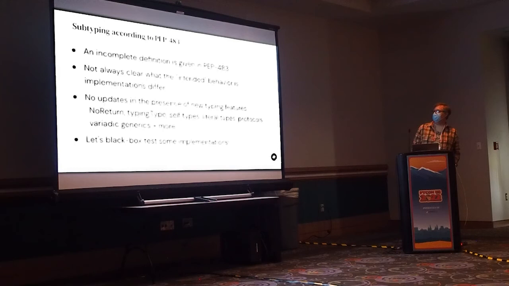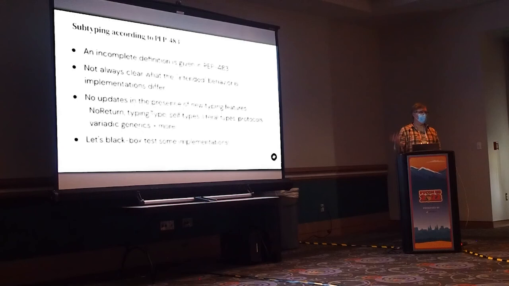PEP 483 also covers subtyping a little bit. It's not entirely complete. It doesn't try to be. It says that it's a start towards a spec, but it's not intended to be a spec. As such, it's not always clear what the intended behavior of subtyping is. Another drawback of using this PEP as a spec is that it's never been updated in the presence of new typing features, which are constantly being introduced. So I list a bunch of things there that all depend on subtyping or impact it in some way. And obviously the PEP isn't going to constantly be updated to do those things. So what we frequently do is black box test some type checker implementations to figure out the intended behavior when we implement a checker.